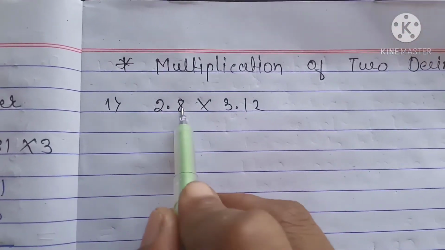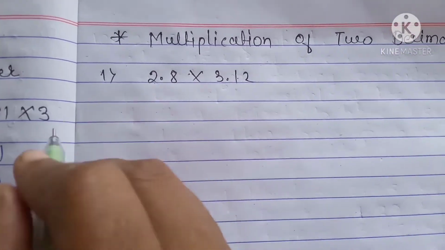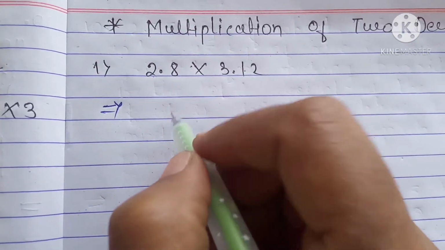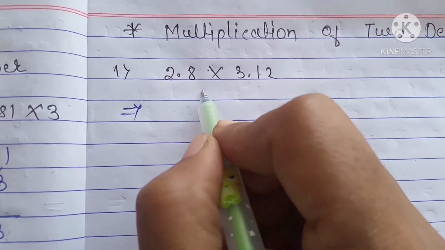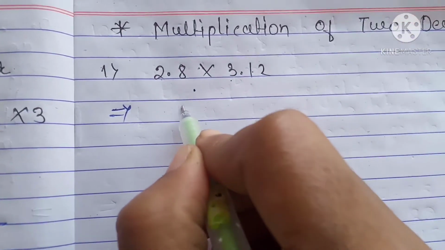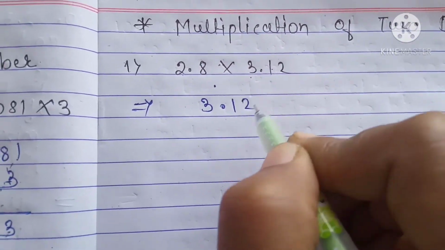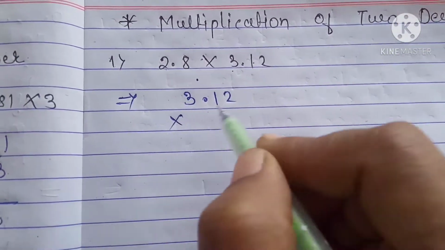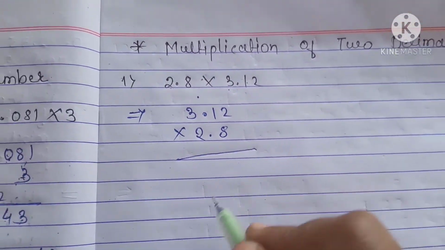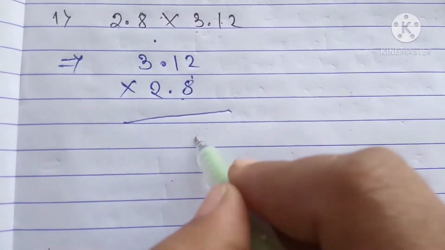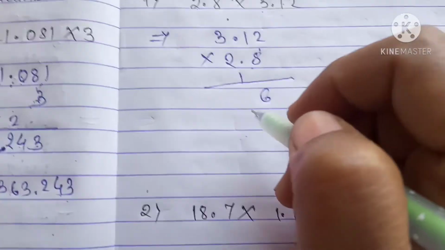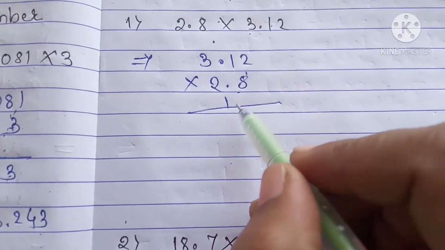So the next is multiplication of two decimals. So see here the given two numbers are decimals only. To solve this type of example, write down the bigger number upside. 3.12 is the greater number here. Then the smaller number downside, 2.8. Now we have to do the normal multiplication here. Don't worry about the decimal point. In the answer we want the decimal places. Okay. So 8 twos are 16.